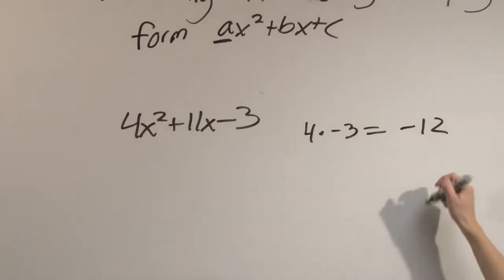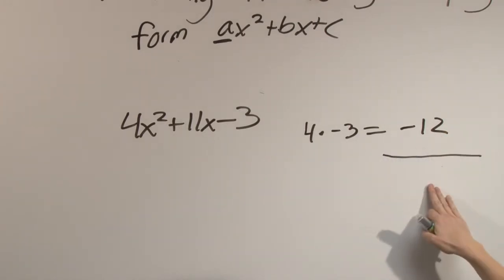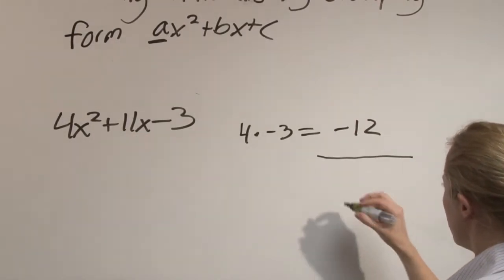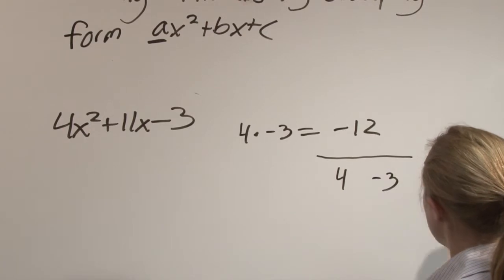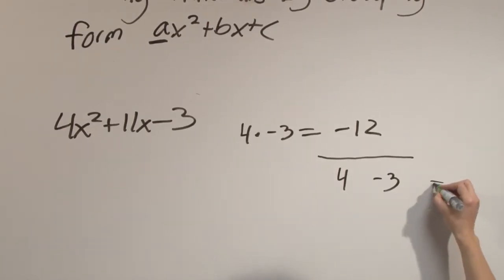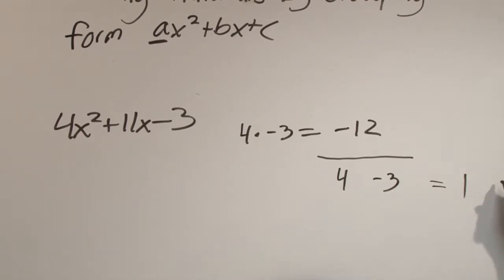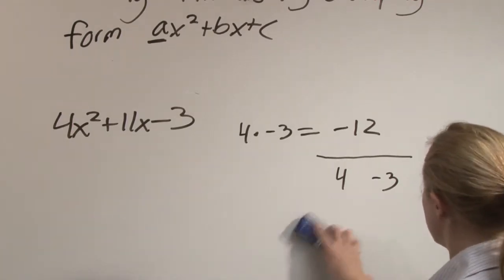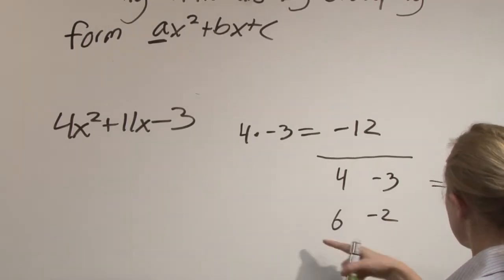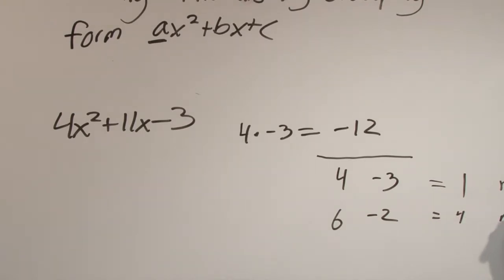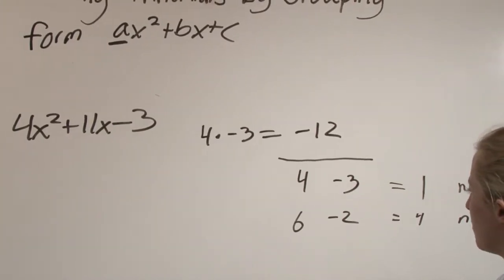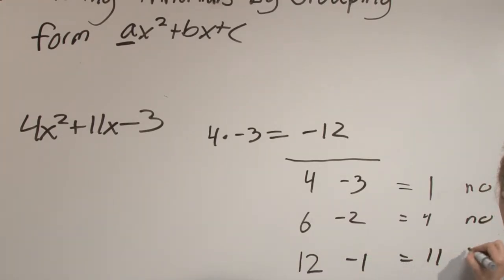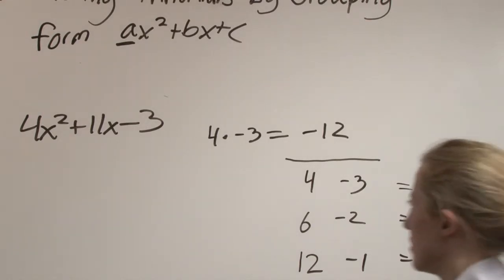And then what I'm going to do is find factors of that negative 12 that add up to 11. So if I had 4 and negative 3, that is going to add up to 1, so that's not right. And if I did 6 and negative 2, that's going to add up to 4, also not right. But what if I did 12, negative 1? 12 minus 1 is going to be 11, so that is the set of factors that I'm looking for.